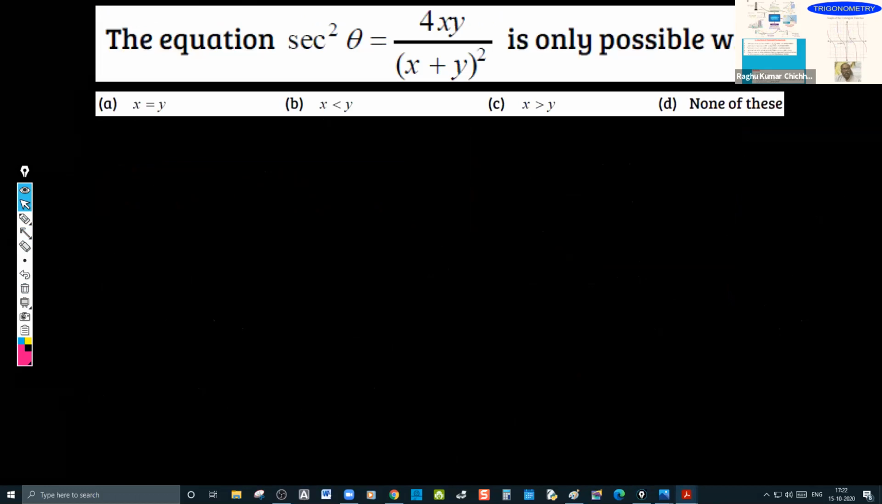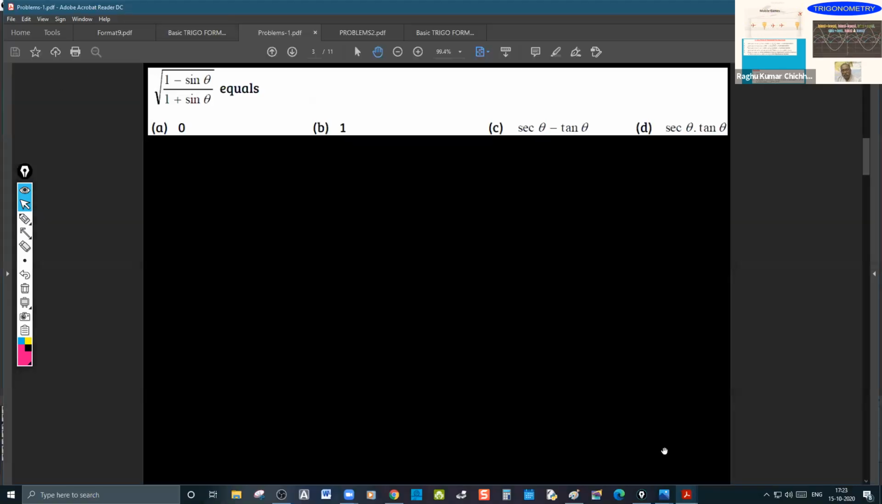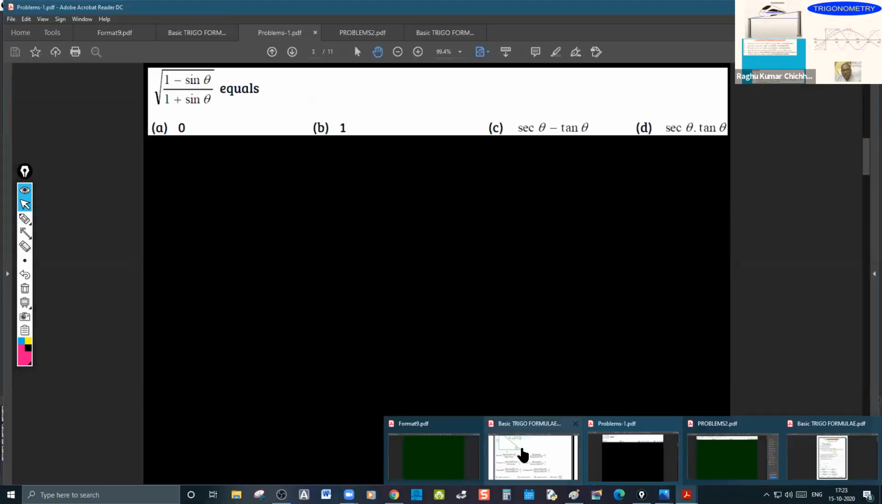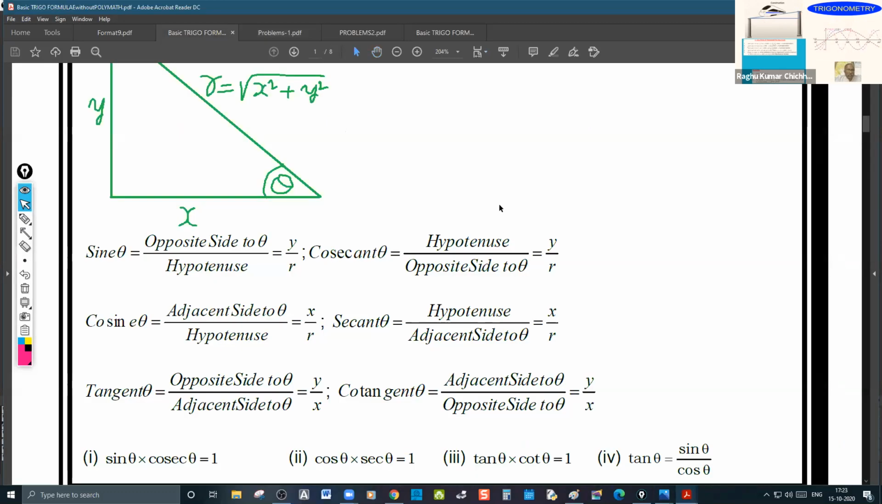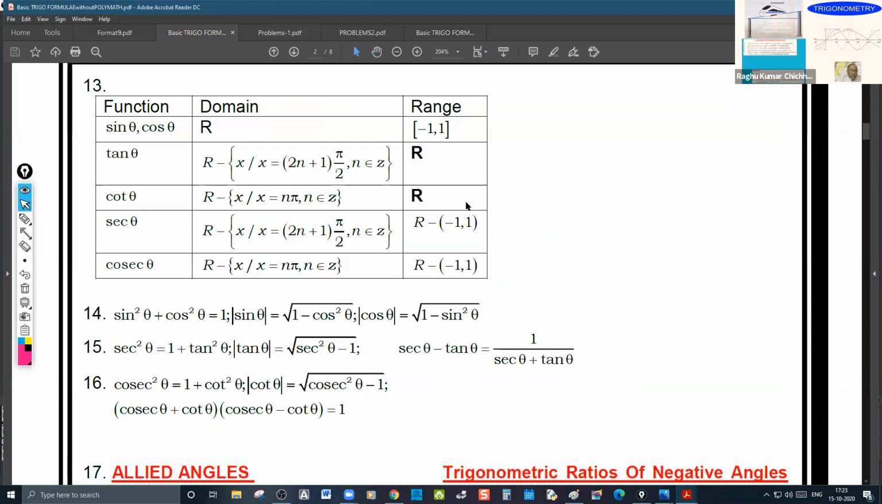Let us see one more question here, which is purely conceptual. Third question here: the equation secant square theta is equal to 4xy divided by (x plus y) whole square is only possible when... Here, I have to revise the identities that you have learned already. Let me show you those identities. See here, please, the identities you have learned.